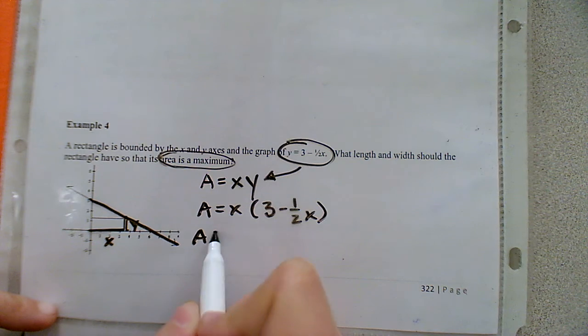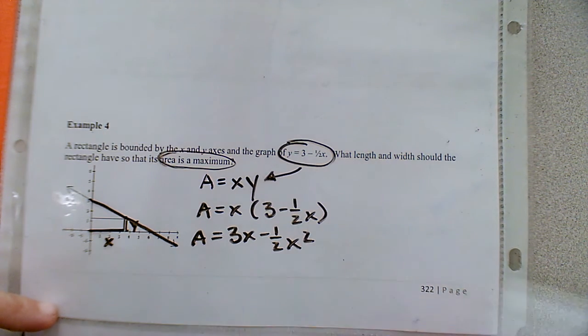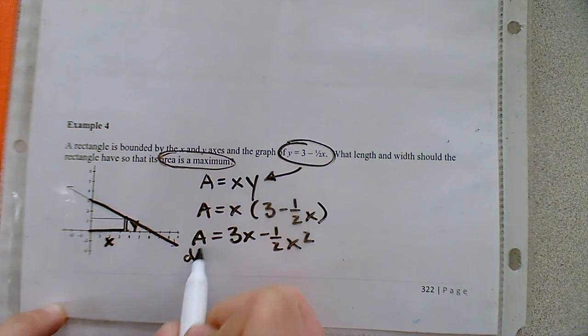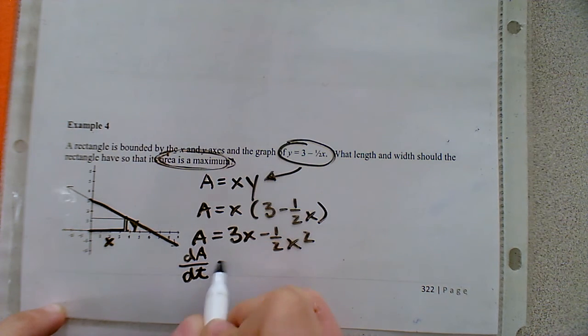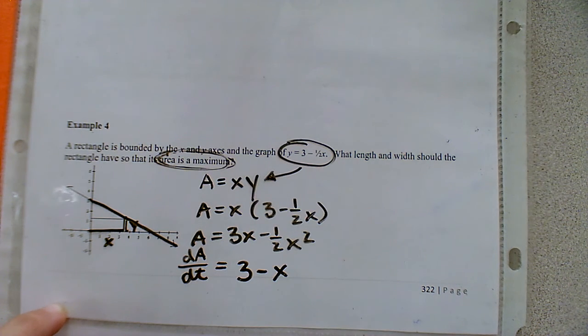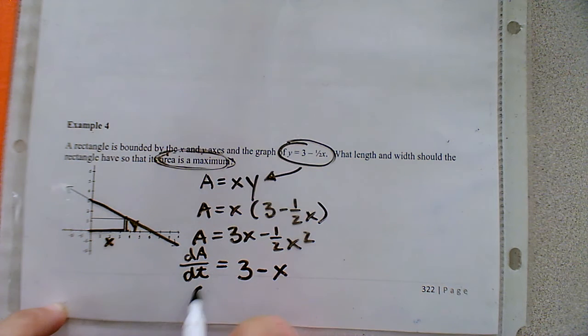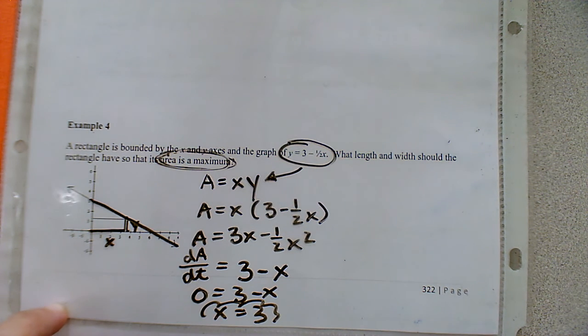Alright, so let's clean it up before we take a derivative. We'll have 3x minus 1/2 x squared. And to find our critical points, where a potential maximum might be located, we'll go ahead and take a derivative. So there's our derivative using our power rules, set it equal to 0. Looks like a critical point would be at 3. Okay, so we have to test it though. Maybe it is a maximum, maybe it's not.